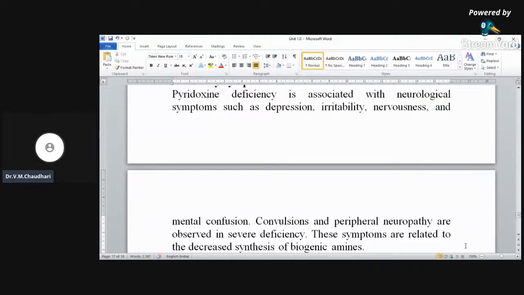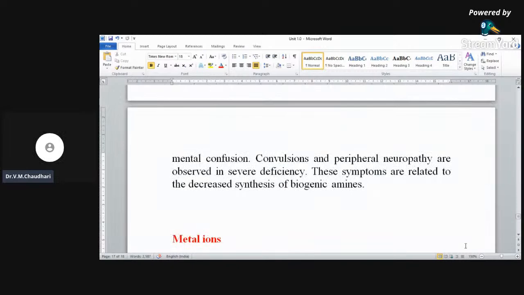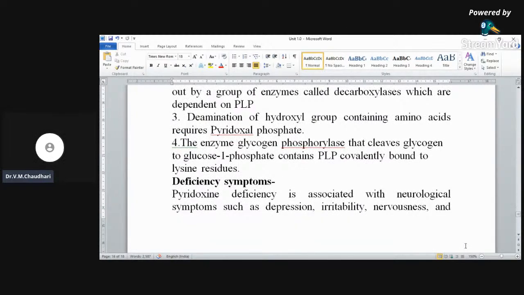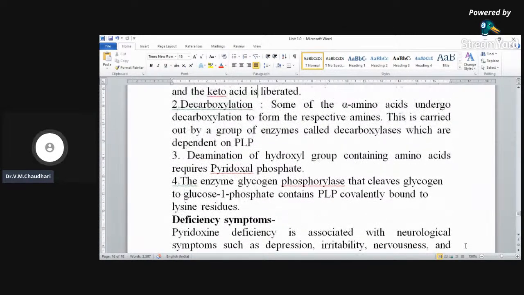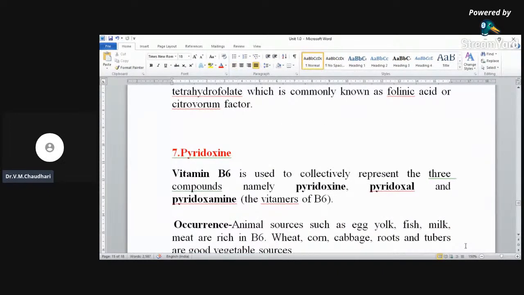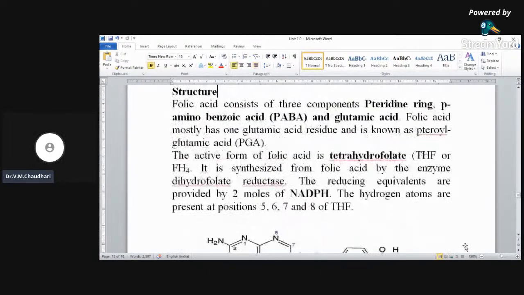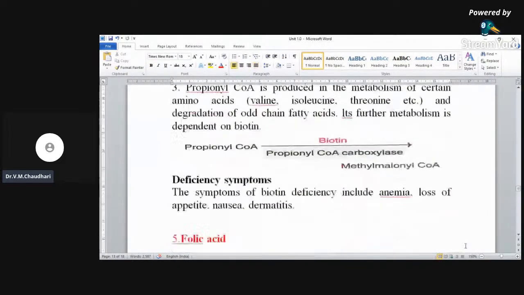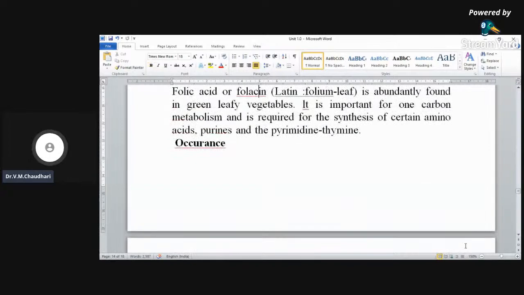काही जे amines लागतात, those amines are poorly synthesized because of the deficiency of vitamin pyridoxine. So it is again one of the most important vitamins required for metabolism. What we have seen today: folic acid. Folic acid is a vitamin which is found in green leafy vegetables.